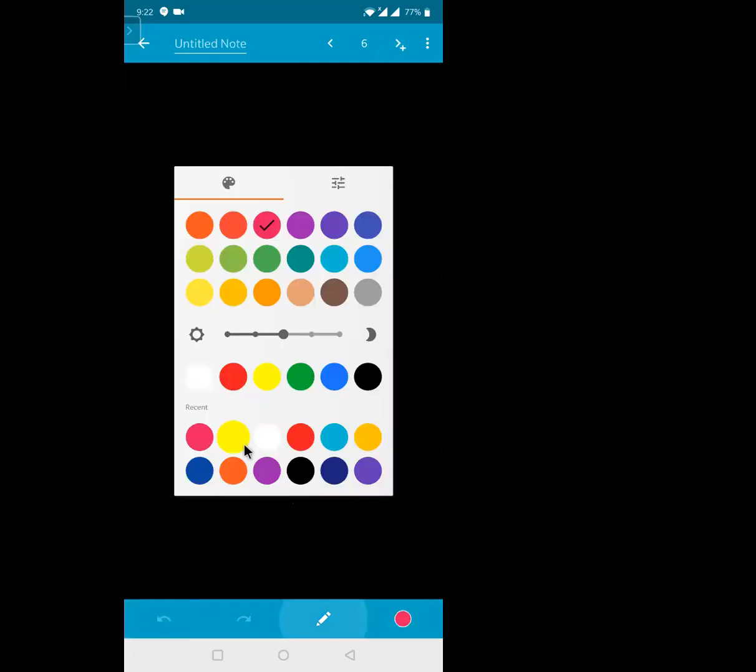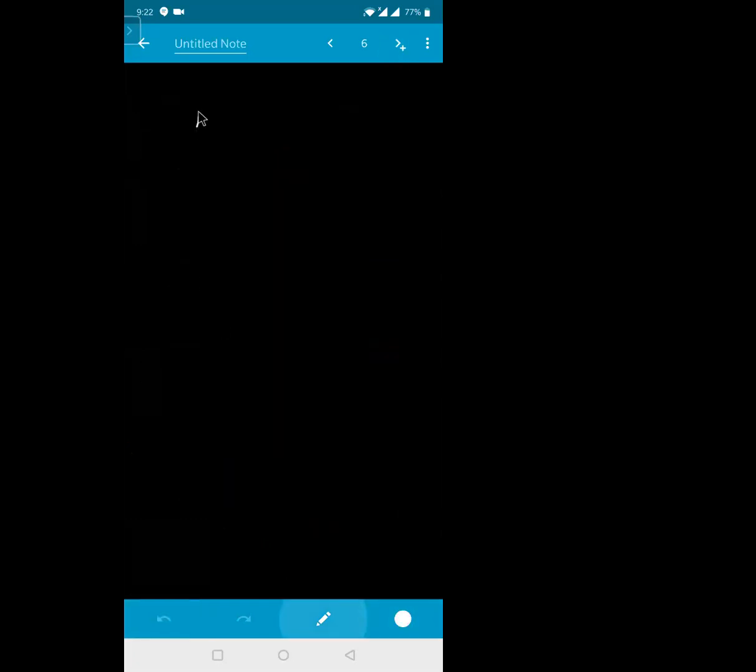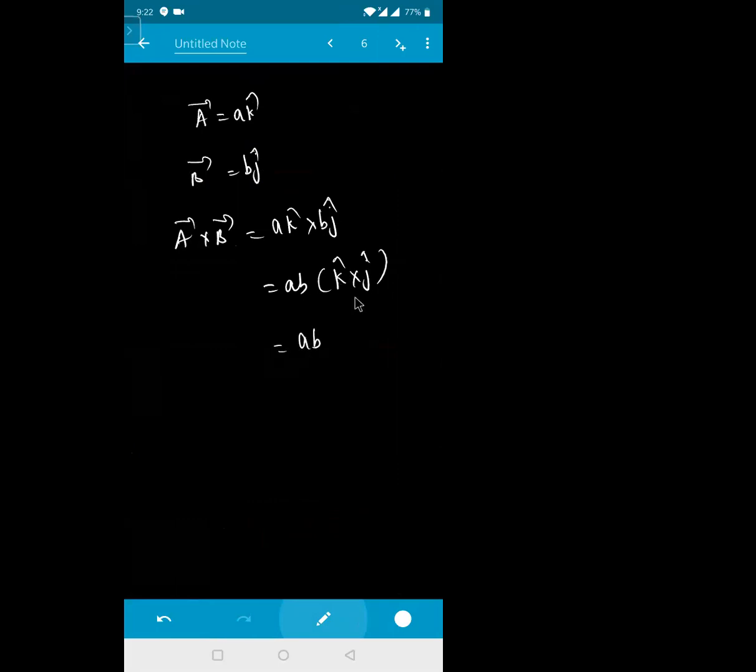So I'll write first the data whatever he has given for me. Vector A bar is equal to A into K cap. Vector B bar is equal to B into J cap. He is asking A bar cross B bar. So A bar cross B bar means A into K cap cross B into J cap. A into B is nothing but AB, and this one is K cap cross J cap. Can anyone give me the direction of K cap cross J cap? K cap cross J cap is how much? Minus I. So AB into minus I.